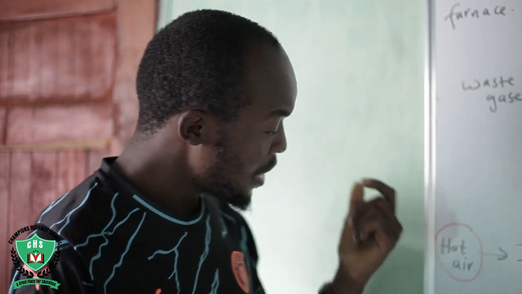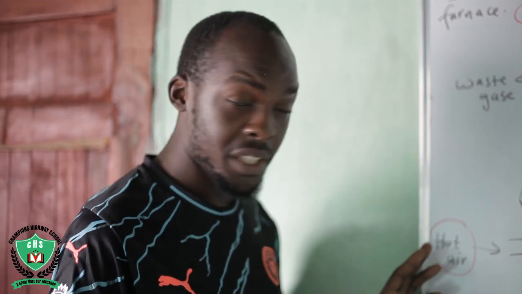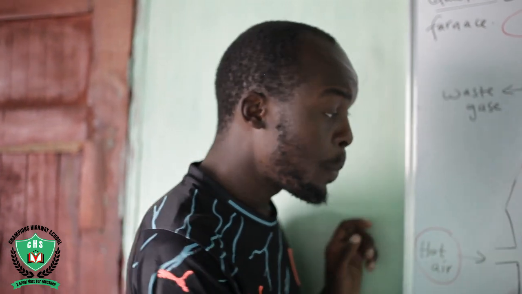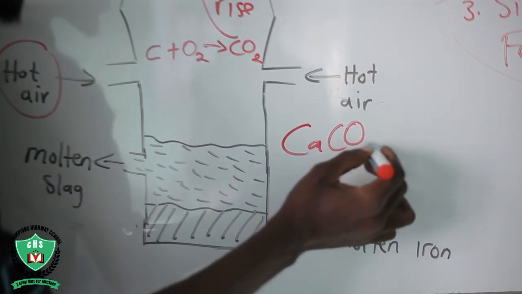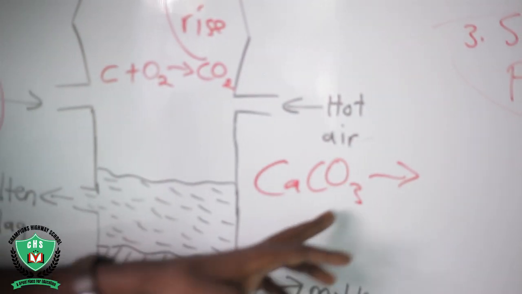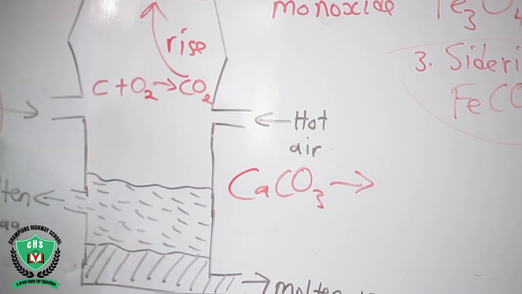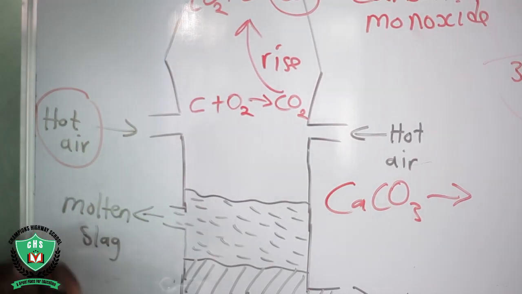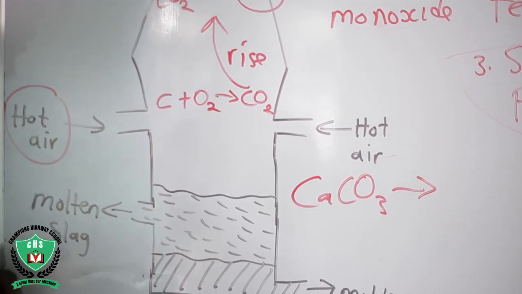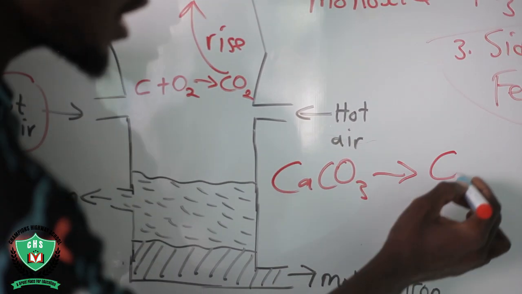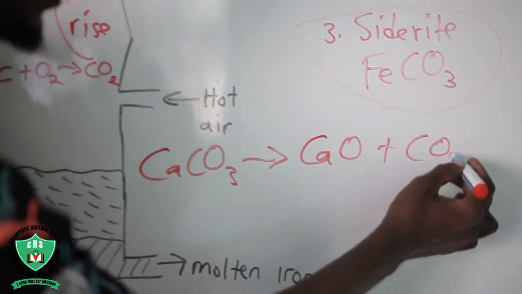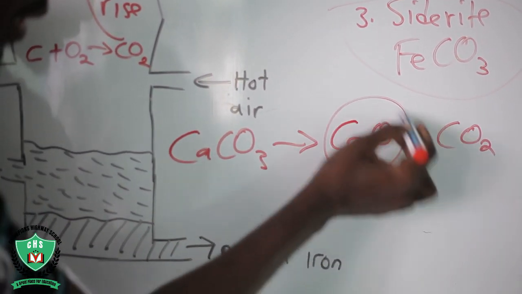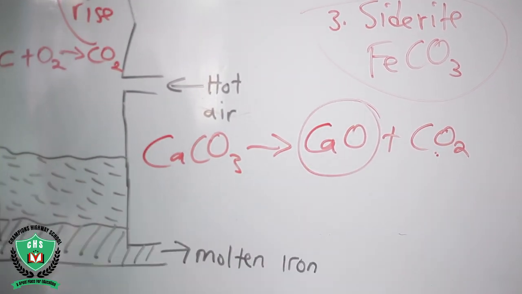Remember again, if you check here, there is the hot air entering the blast furnace. Immediately calcium carbonate enters here, it meets with hot air, a high temperature. This calcium carbonate will decompose. It will undergo decomposition where it will break down and produce calcium oxide and carbon dioxide.